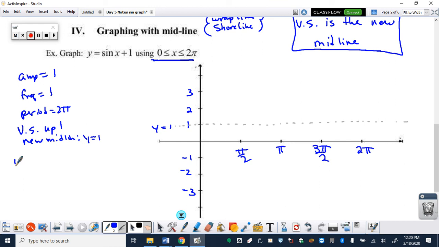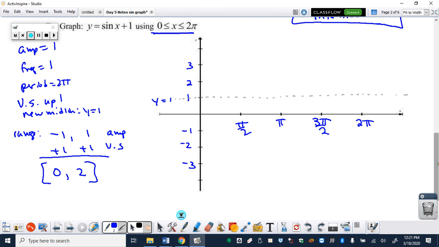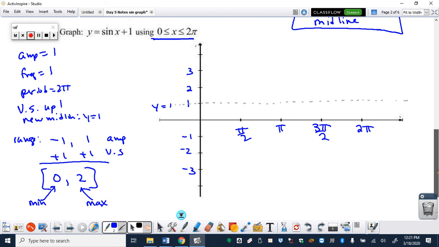And the range, before the vertical shift, based on the amplitude, is from -1 to 1. But because we went up 1, because of the vertical shift, our graph will only exist from 0 to 2, where 0 is the minimum and 2 is the maximum y value. So 0 is the minimum, and 2 is the maximum. And we'll keep that in mind as we're plotting our points and making our graph.